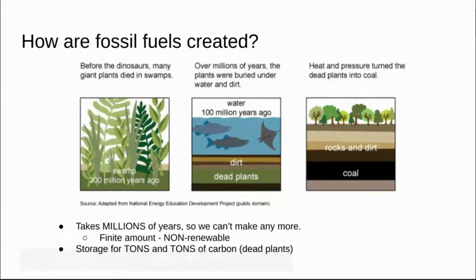So these fossil fuels take millions of years to create. So we can't make any more. However many fossil fuels are on the planet right now are going to be the amount that we can use. So there's a finite amount, the opposite of unlimited. And that's why they are called non renewable, because we can't get any more. If we use all of the oil and all of the coal, it's gone.